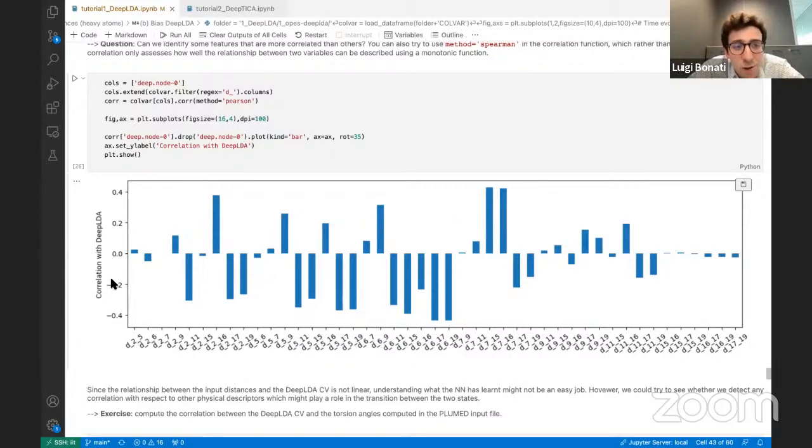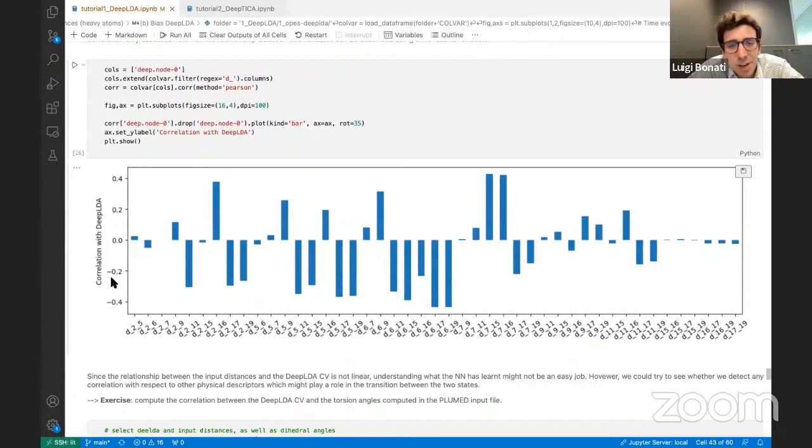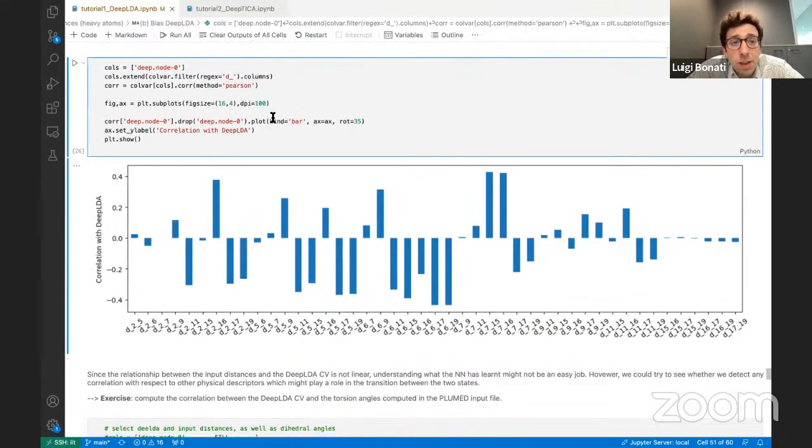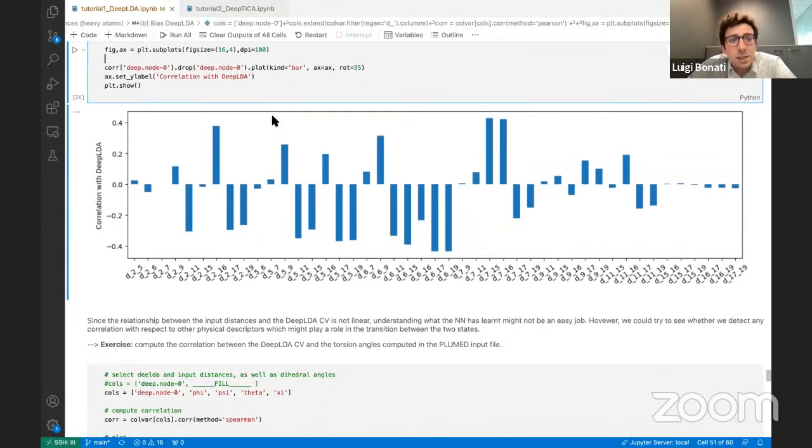If we look at the correlation, what we see is that there are a lot of descriptors which have a correlation of 0, and a lot of others which have a correlation of like 0.4. Here we were looking for a linear correlation. And indeed, we know that what we're trying to do is learn a nonlinear function of them. Understanding a nonlinear correlation between the input and the outputs is actually quite complicated.